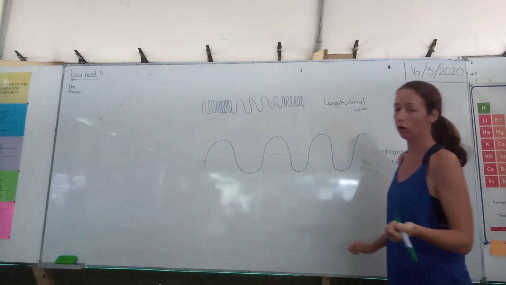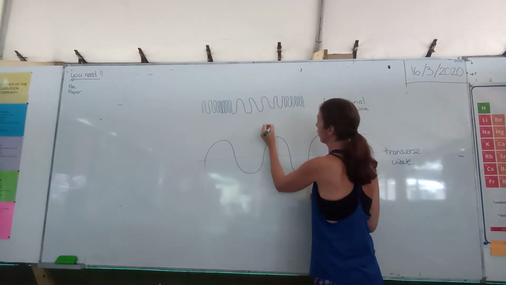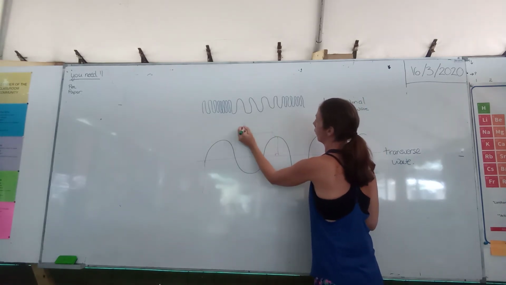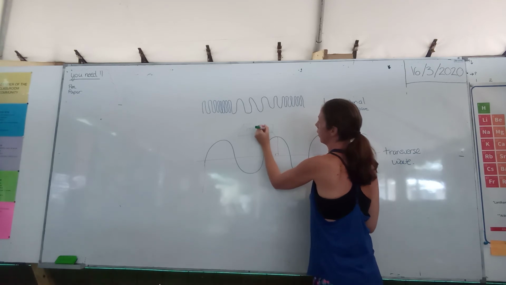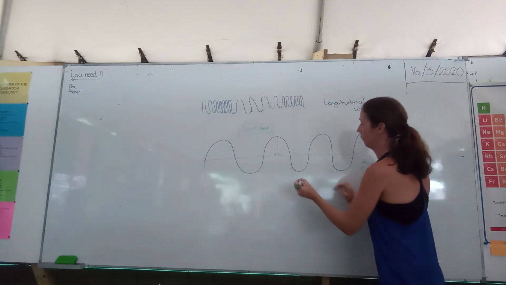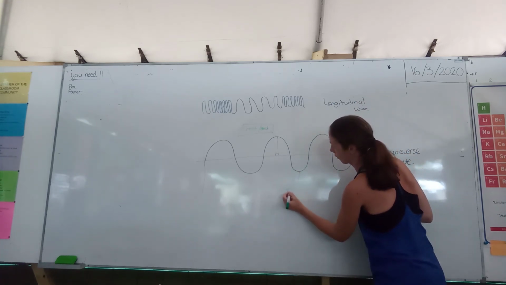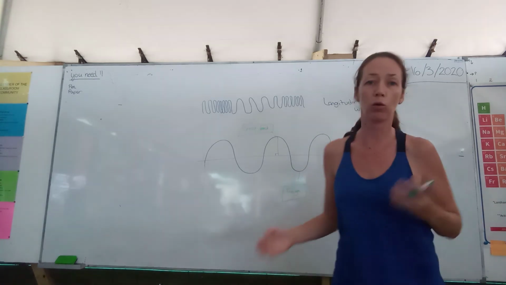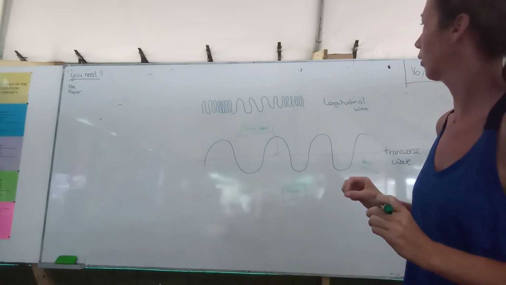And what you should know is your top of your wave is called your crest or your peak, okay? There's two words for it, crest or peak. The bottom is called a trough, T-R-O-U-G-H. Trough, okay? Just like a cow trough. Cow troughs.